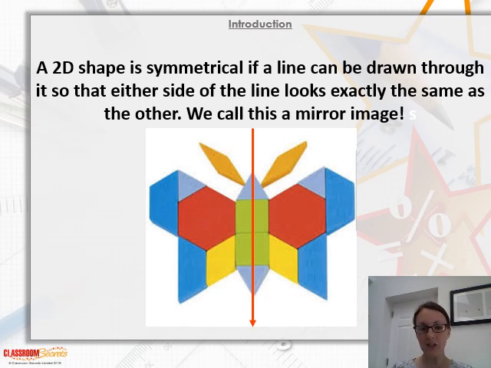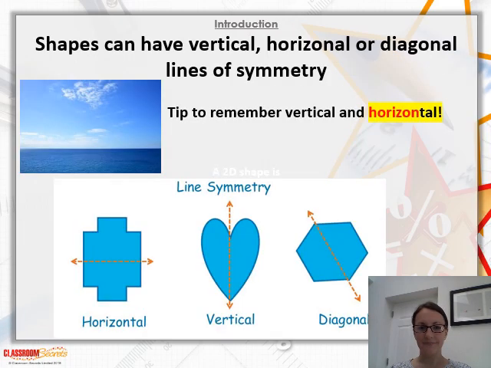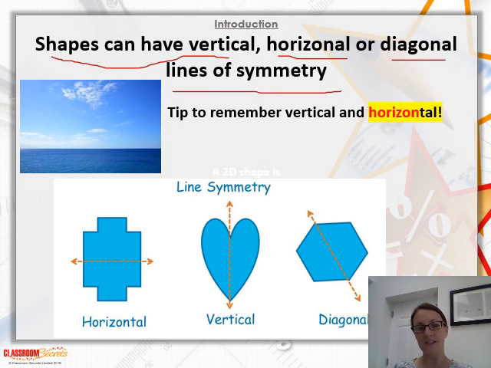So if we just have a little look at this shape right here, we can see that if I was to fold over one half on the other half, it would be exactly symmetrical. Okay? So shapes can have a vertical, horizontal, or diagonal lines of symmetry.